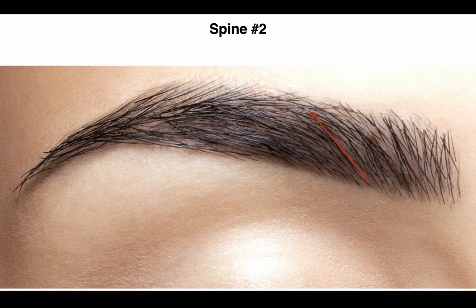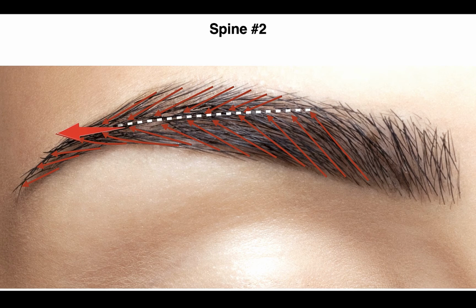The first brow image demonstrates the hair growth pattern for a number 2 spine. Notice the hairs on the upper brow line grow downward in the opposite direction of the hairs in the lower brow that grow upward. Where they meet is where you will find the spine.